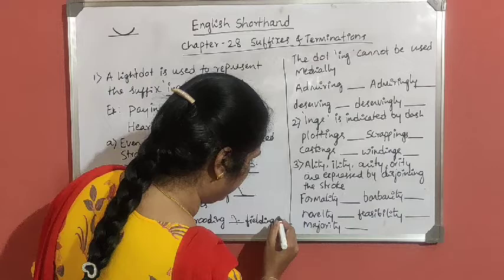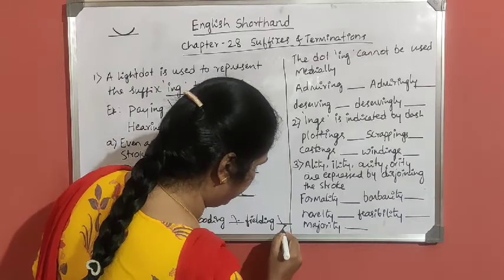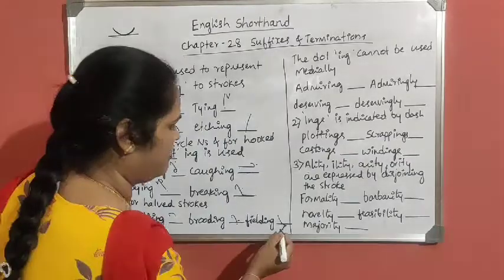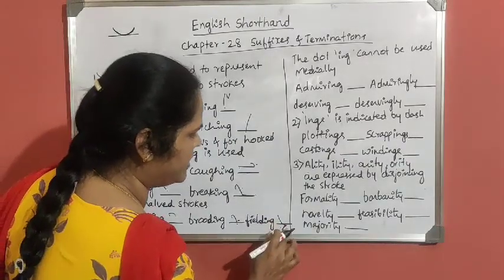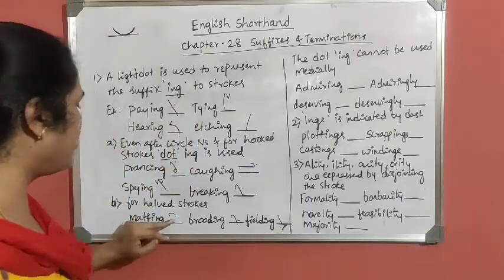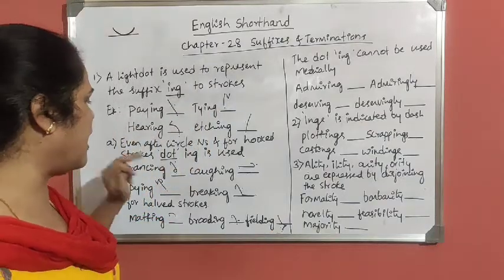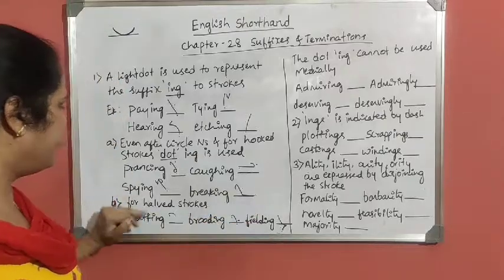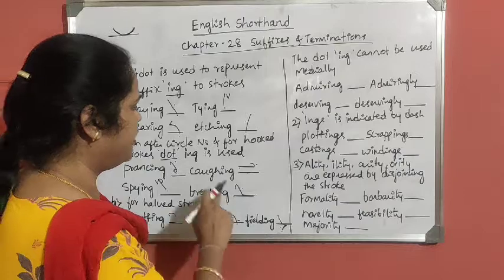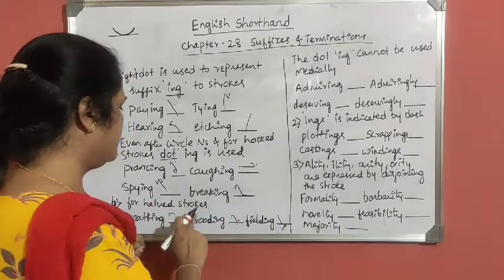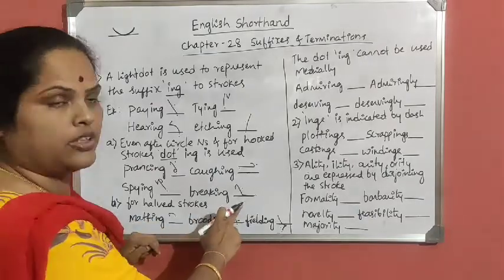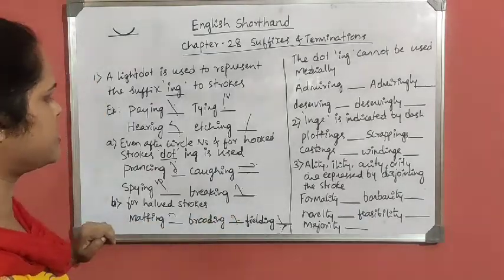Then fielding: F, L, D, halved, ing, fielding. F L is halved for the D sound. This is E vowel, this is ing. For a halved stroke, for circle S, for R hooks, for F hook, for N hook, for L hook, we can use the dot to represent the ing suffix.